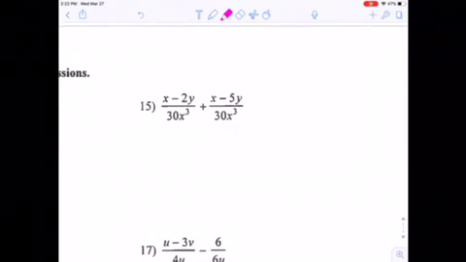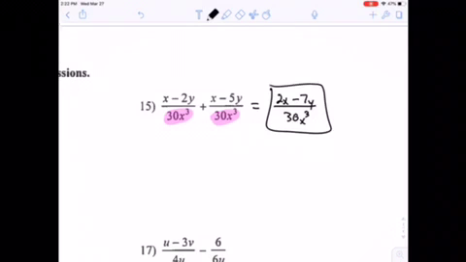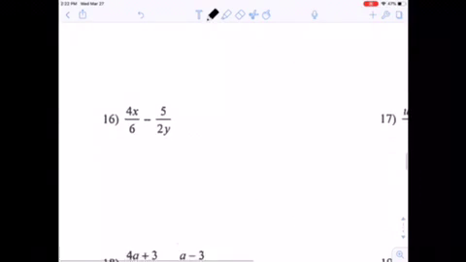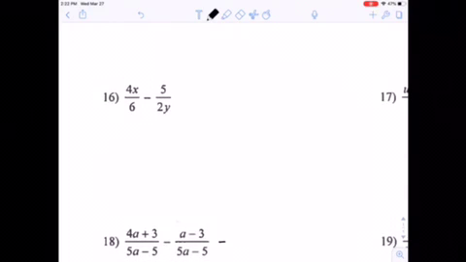So 15, you look, they're the exact same. So our answer will have the exact same on the bottom, and we add the tops. x plus x is 2x, and negative 2y plus negative 5y is minus 7y. And that's your answer.